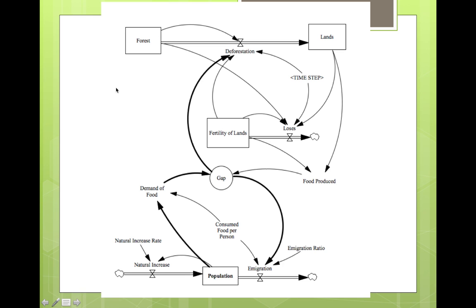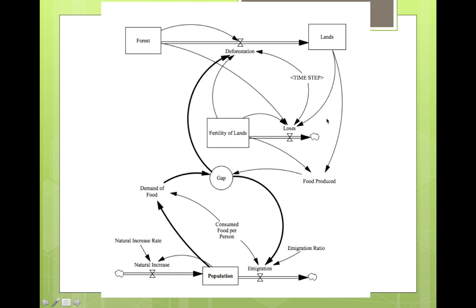So let's take a look at how this flows. Essentially, forests get converted to lands through deforestation. These lands are able to produce food, and these lands also, over time, lose fertility. And the fertility of the lands then drives even more deforestation, because as the lands become less fertile and less productive, there's more forest that comes into play. And there is evidence that the amount of deforested area was increasing over time.